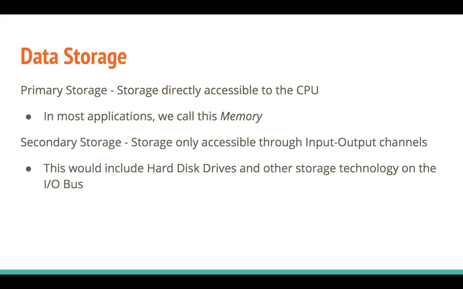Data storage. Data storage can be divided into 2 broad categories. Primary storage, which is storage directly accessible to the CPU. We commonly call this memory in personal computing. And secondary storage, storage that's only accessible through input-output channels. This would include hard disk drives and any other storage technology on the I/O bus.